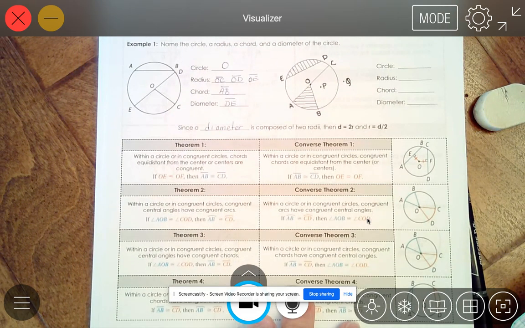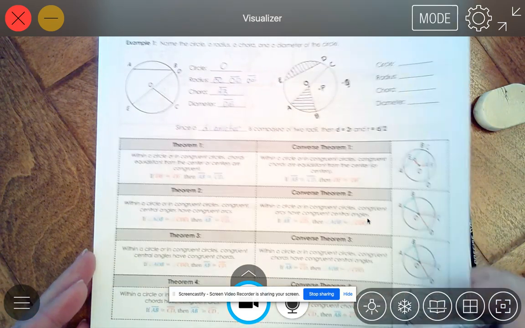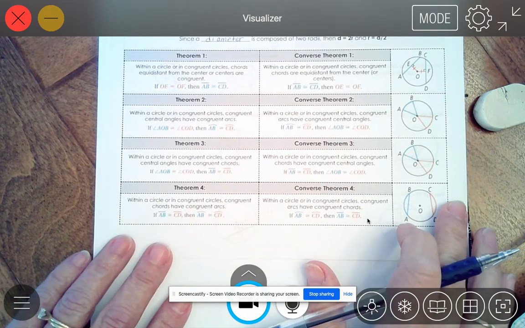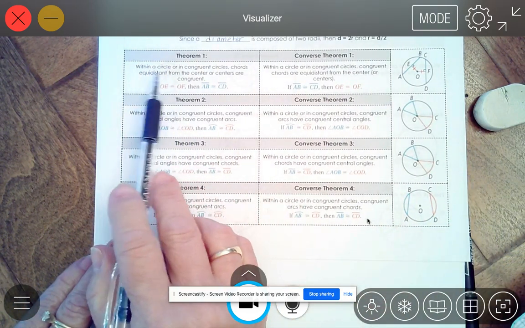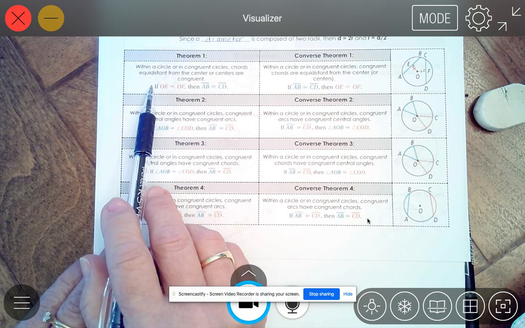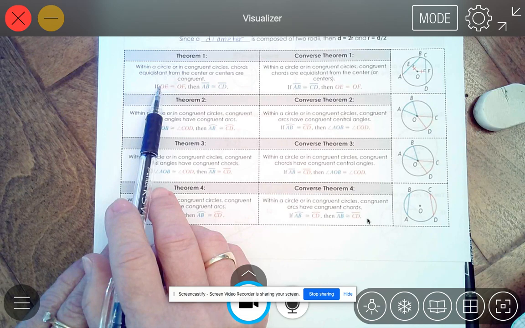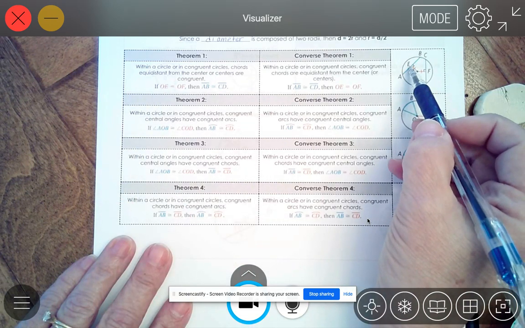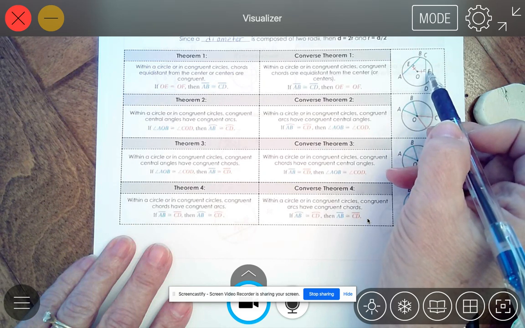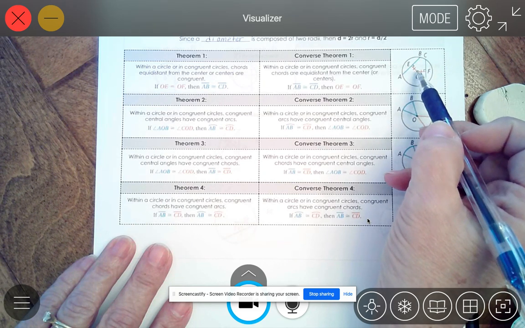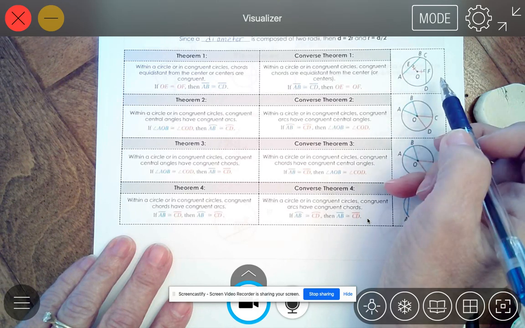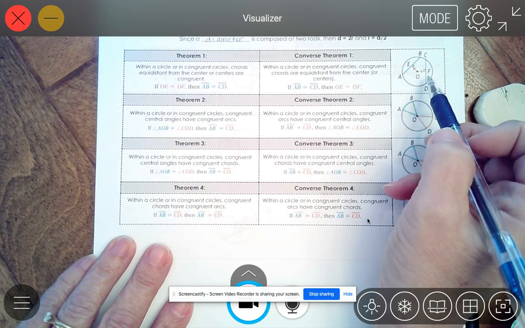At the bottom part of the page, we have all the theorems, okay? We have the theorems and the converse of the theorems. They're pretty easy. Within a circle or congruent circles, chords that are equidistant from the center or the centers are congruent. What this is saying, if in this circle these are the same distance away, which they are, we can see these little marks mean that these are the exact same. They're both perpendicular. These chords are the same.